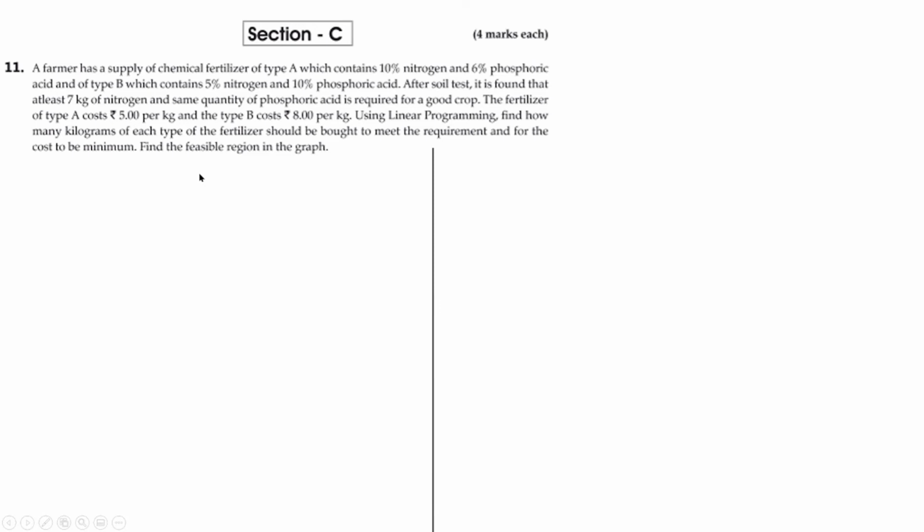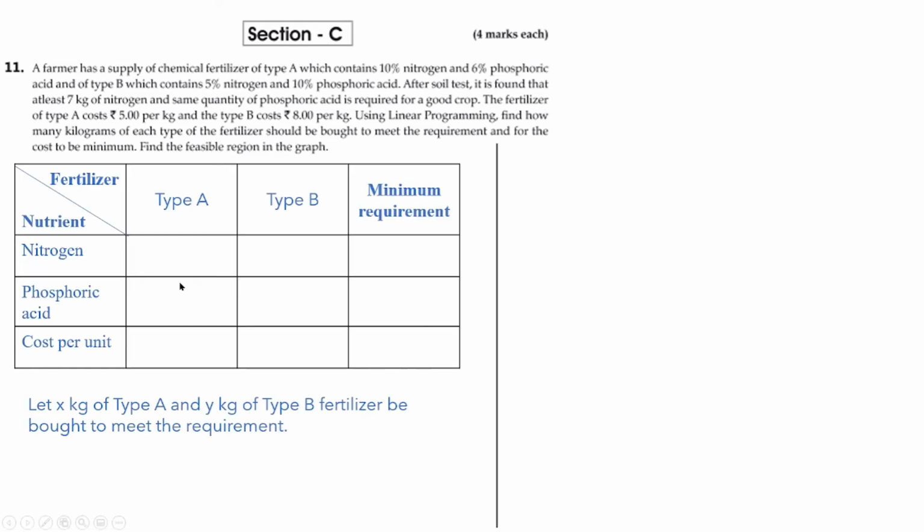Find the feasible region in the graph. So here it is given. First let us draw a table so that it will be easy for us to understand. So we have two types of fertilizers, type A and type B, and the nutrients are nitrogen and phosphoric acid. It is given the fertilizer of type A contains 10% nitrogen and 6% phosphoric acid. Type B contains 5% nitrogen and 10% phosphoric acid.